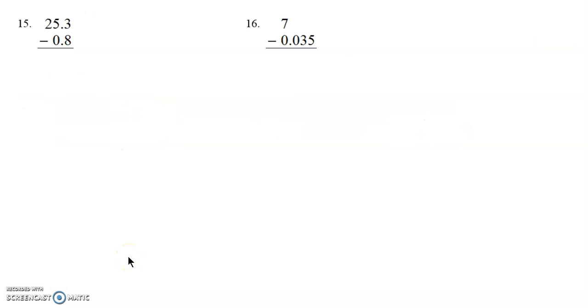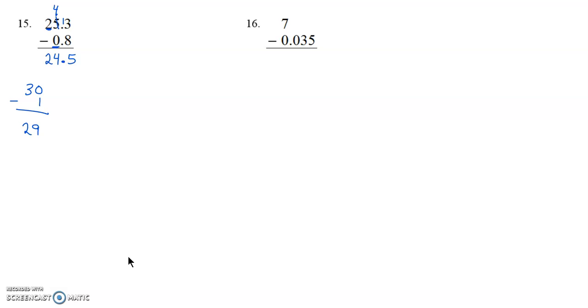Let's look at 2 more questions, number 15 and 16. We're going to estimate and find the actual. So I'm going to round 25.3 up to 30. And then 0.8 rounds up to 1. So this 0.8 is pushing the whole number up to 1. 30 minus 1 is 29, and now we can subtract. The decimal is lined up. I'm going to need to borrow here. 13 minus 8 is 5. 4 minus 0 is 4, and 2 minus 0 is 2.